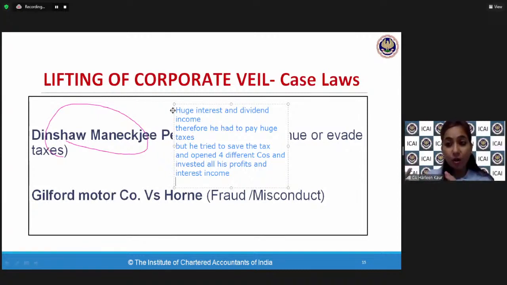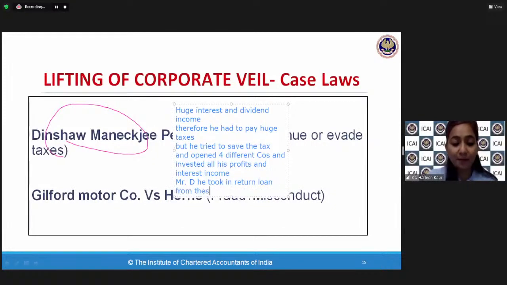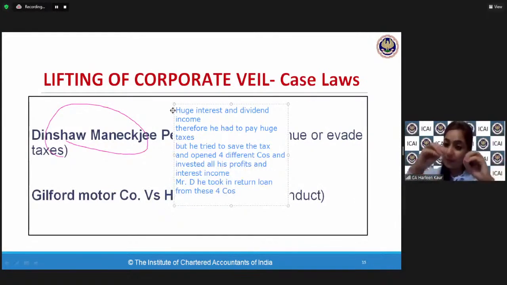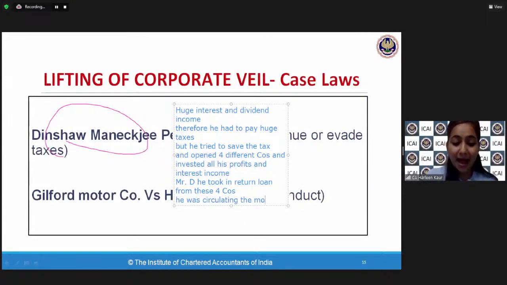Now, entire share of profits were lying in these 4 companies. And this Mr. Dinshaw, Mr. D, he took in return loan from these 4 companies. देखा कितना चालाक था? इसने पहले सारा प्रॉफिट्स अपनी 4 कंपनीज में डाल दिया एंड फिर उन्हीं कंपनी से वापस लोन ले लिया. He was just circulating the money, manipulating the things. ये मैंने आपकी simple understanding के लिए लिखा है. He was just circulating the money means he was just doing a हेर-फेर, manipulate करना.